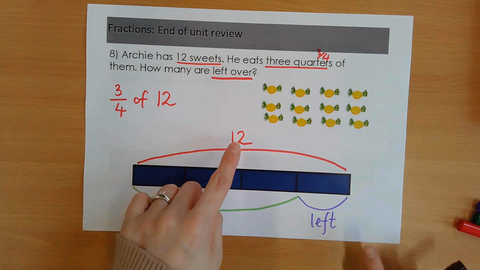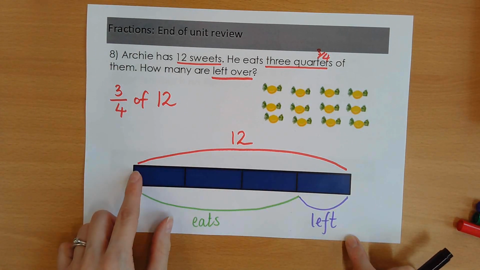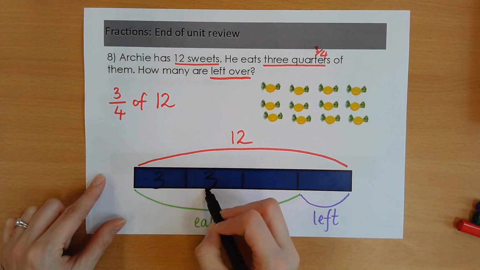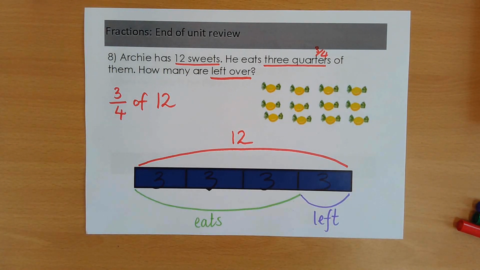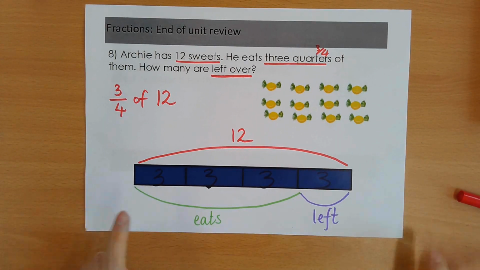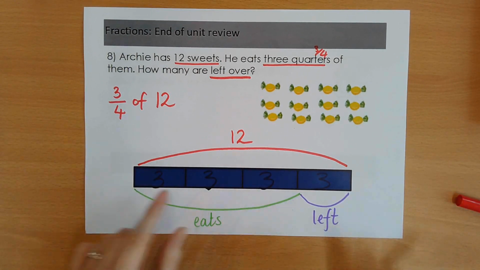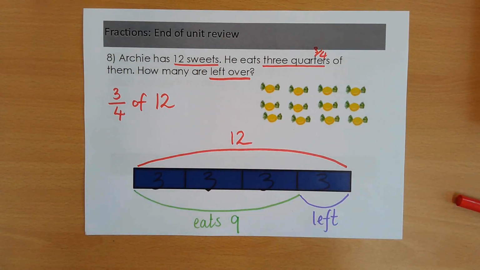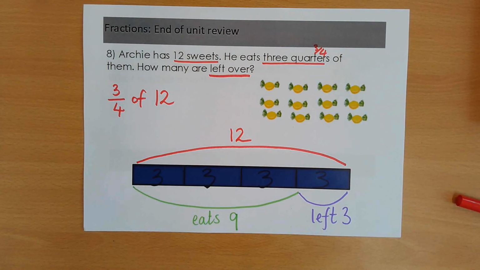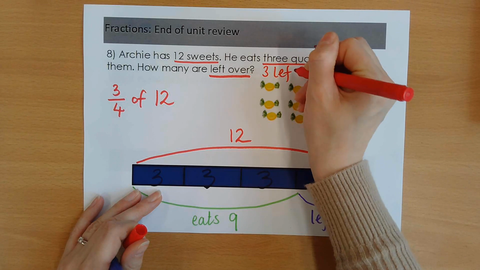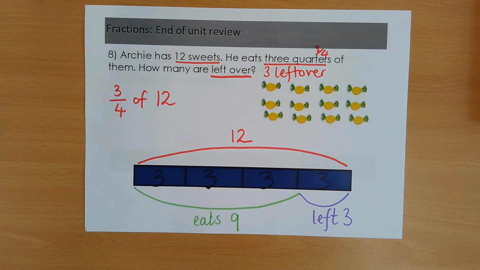Okay. So I'm going to start labeling now. So the first thing I can do is 12 divided by 4 to find out one part. So I know 12 divided by 4 is 3. So each part of my bar model represents 3. So Archie has eaten 3/4, so he has eaten 3, 6, 9. So he's eaten 9 sweets. There are 3 left over. So Archie in total, 3 left over is the answer. There are 3 sweets left over.